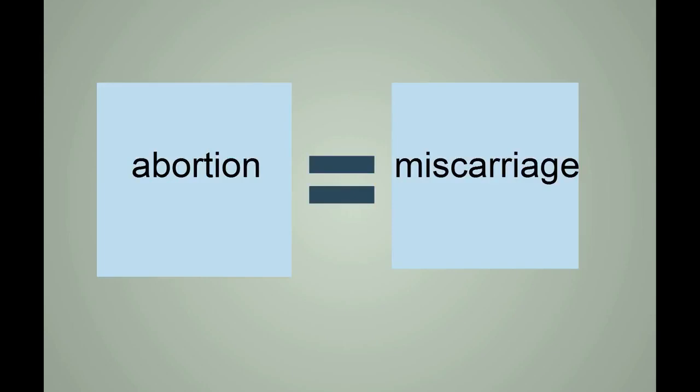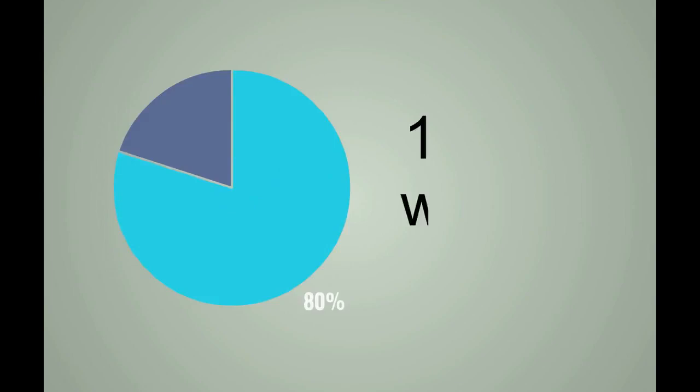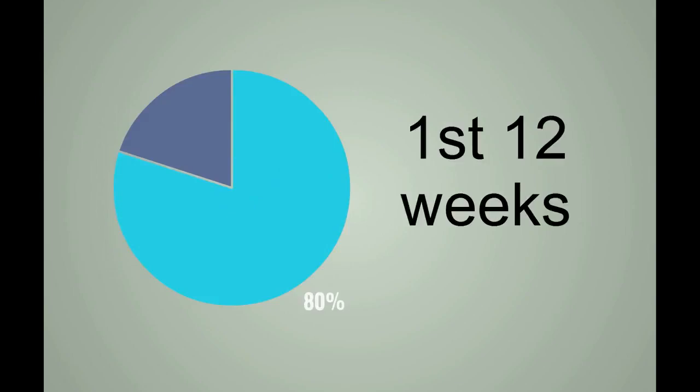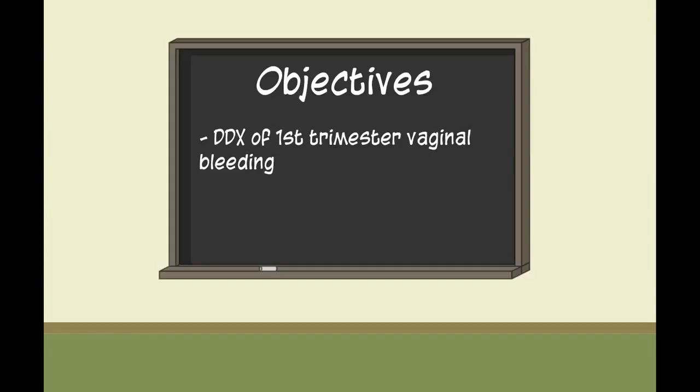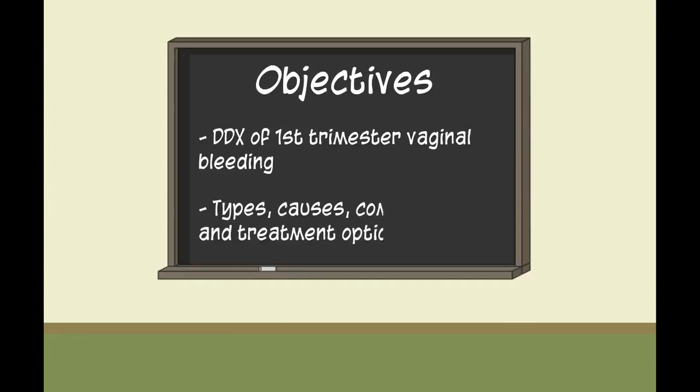This differs from the terms elective, therapeutic, or induced abortions, which will be addressed in a separate video. Approximately 80% of spontaneous abortions occur in the first 12 weeks of a pregnancy. The objectives of this video are to review the differential diagnosis for first trimester vaginal bleeding and to differentiate the types, causes, complications, and treatment options for spontaneous abortion.